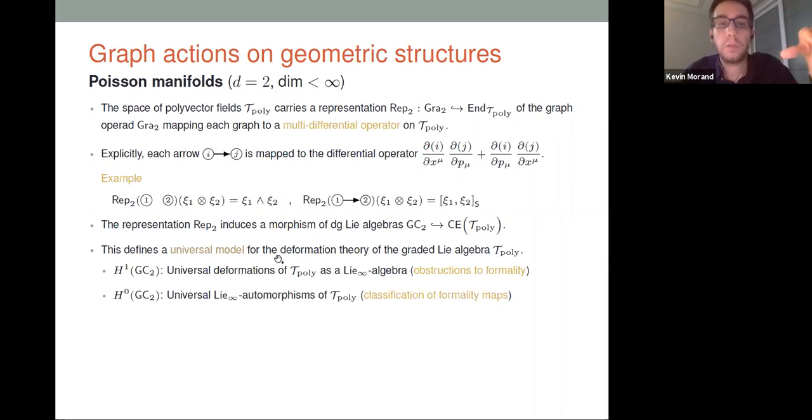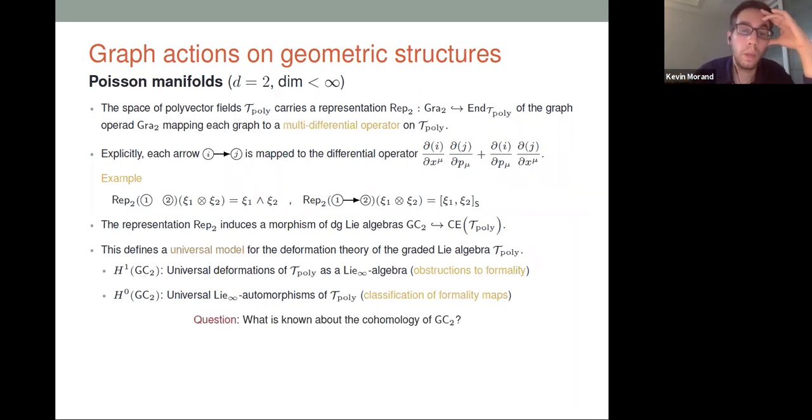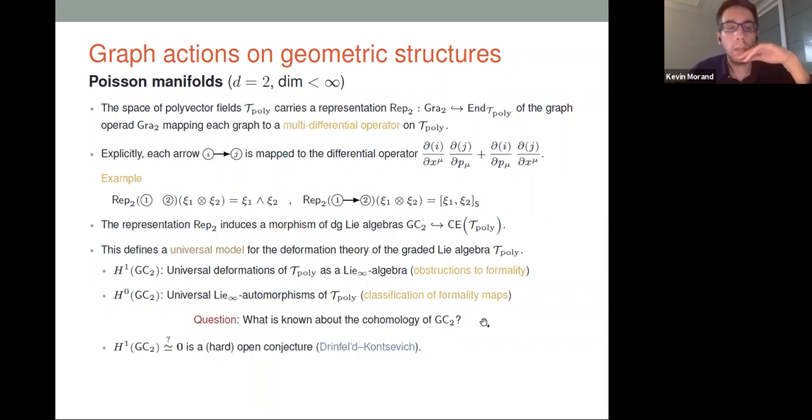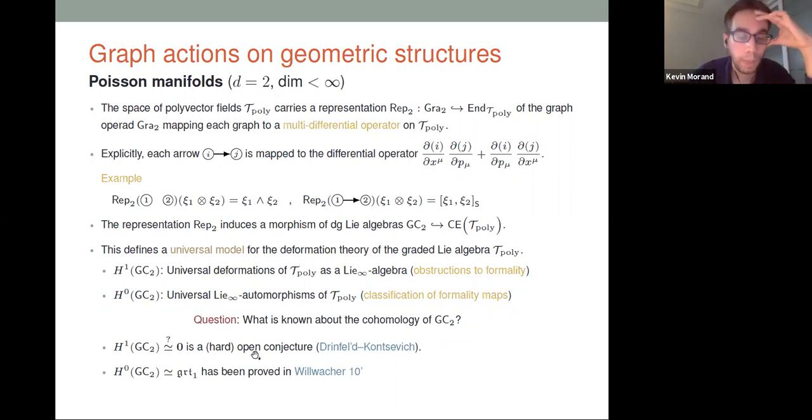And again, the idea is we want to study the cohomology of this graph complex in order to obtain some information about formality. So the question is, what is known about the cohomology of this graph complex? We want D equal 2 for Poisson manifolds. So what is known about the cohomology of GC2? Okay, it is a hard open conjecture that the first order cohomology vanishes. In fact, this was the original strategy of Kontsevich, to show that this vanishes in order to show that we can always quantize. But in fact, this is even harder than solving formality, than writing the formality theorem.